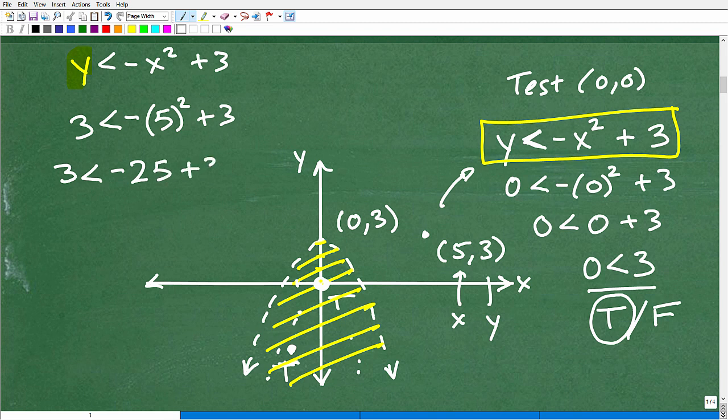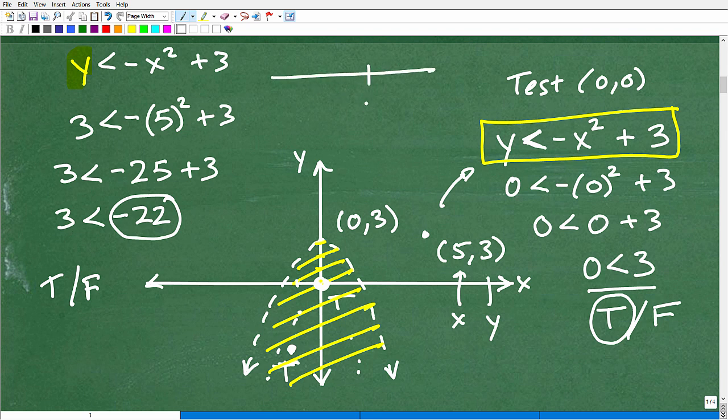-25 plus 3. So I have 3 is less than -22. Okay, and hopefully I didn't make any mistakes. But at this point, let's ask the question, is this true or false? Is 3 less than -22? No, -22 is a lower number than +3.